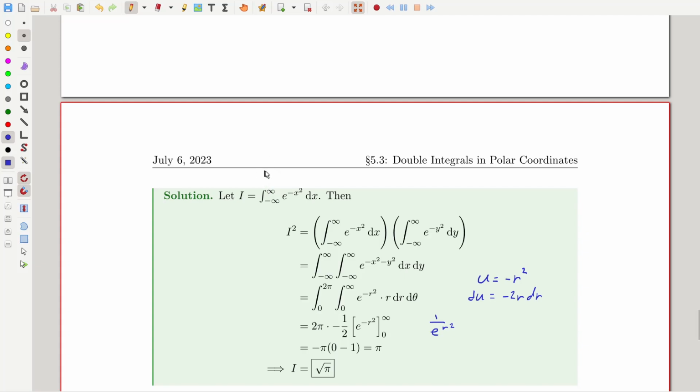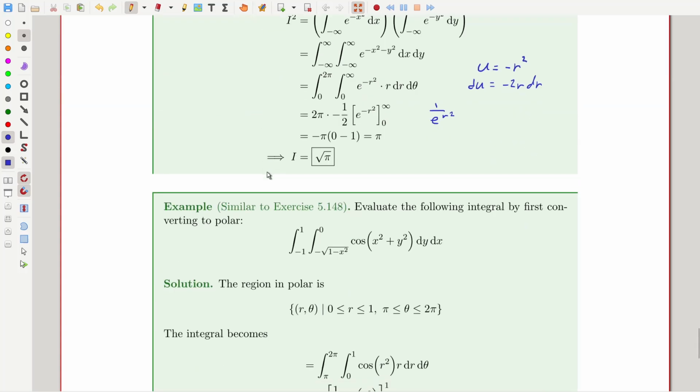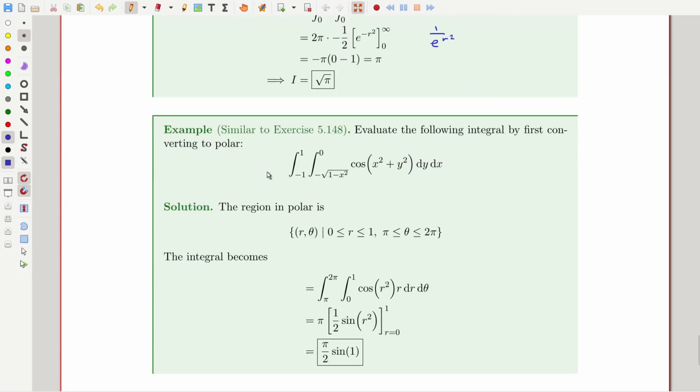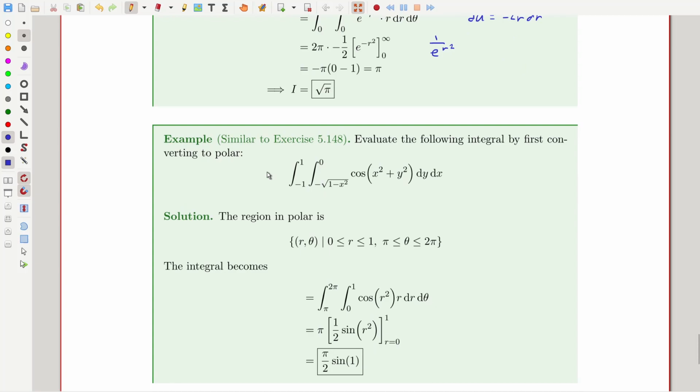So this kind of problem is not contrived. It actually has a lot of real-world applications. Okay. Right. Now this last problem. So this might be the closest to the homework problems that you have, where you're given a problem and you're told to convert it to polar in order to be able to actually compute it.